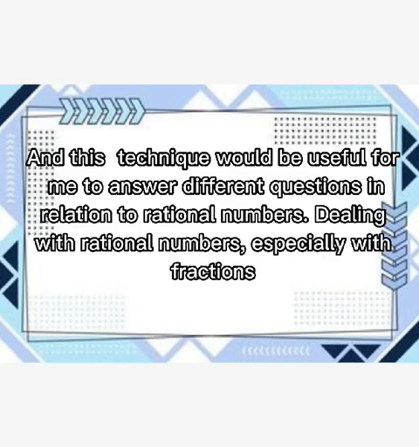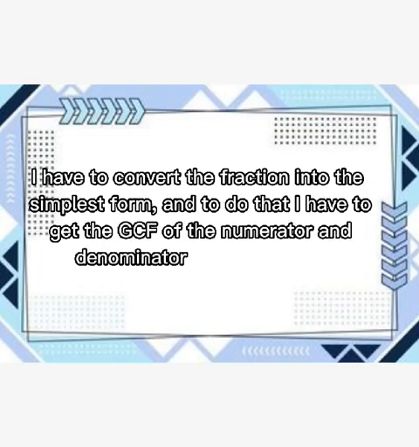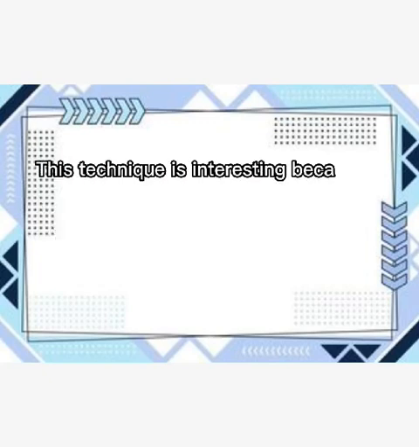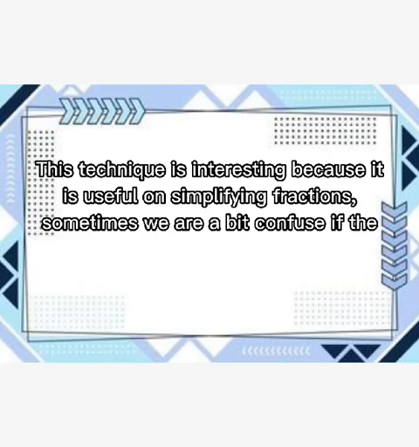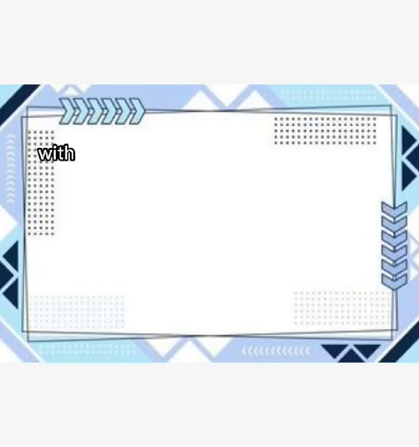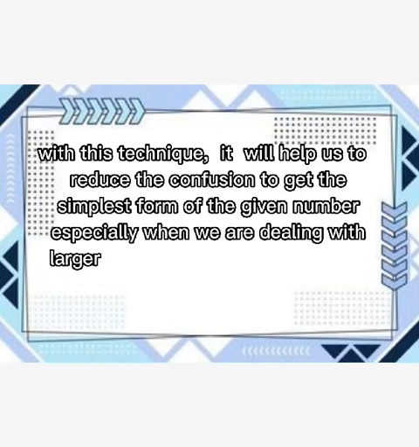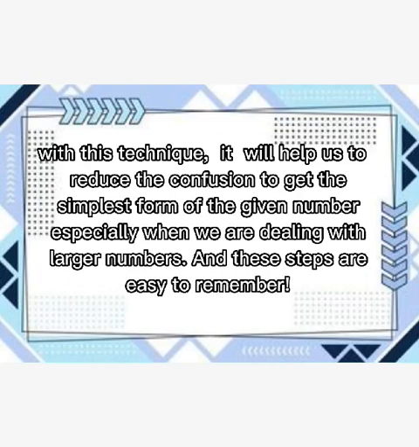Dealing with rational numbers, especially with fractions, I have to convert the fraction into the simplest form. And to do that, I have to get the GCF of the numerator and denominator of the fraction. This technique is interesting because it is useful in simplifying fractions. Sometimes we are a bit confused if the given fraction has a simplest form. With this technique, it will help us reduce the confusion to get the simplest form of the given number, especially when we are dealing with larger numbers.